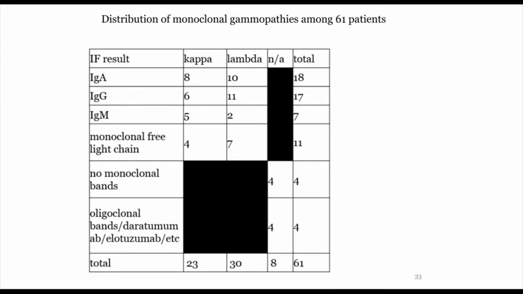This slide shows the distribution of monoclonal gammopathies among the 61 patients. These 61 patients were selected during the process of serum protein electrophoresis interpretation, and an active attempt was made to get an even distribution of patients with monoclonal IgG, IgA, IgM, and free light chain monoclonal gammopathies.